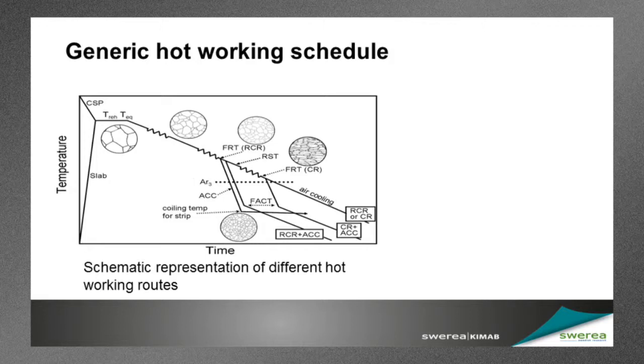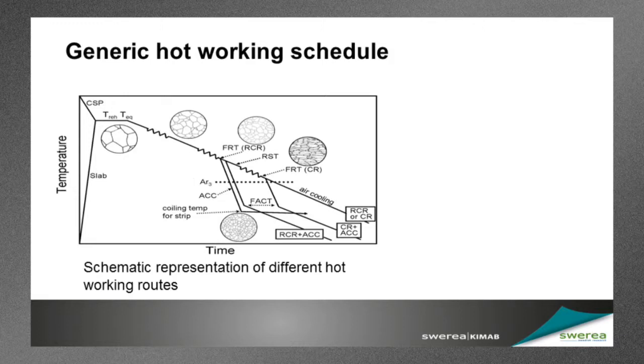We start off by either having a slab which is reheated or a mini-mill billet which is cooled down to the reheating temperature, and at this stage the austenite grain size is very large. It's broken down successively through roughing, through final rolling conditions, and then two different types of approach may be used.